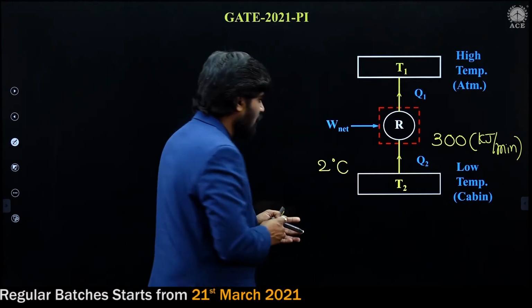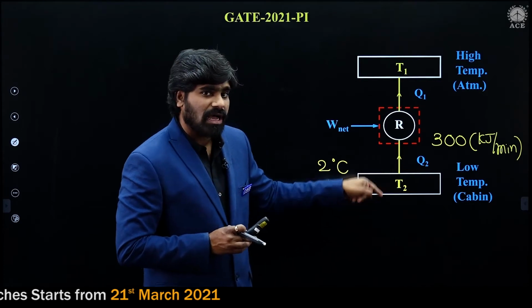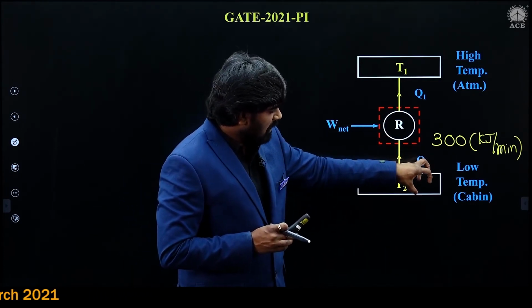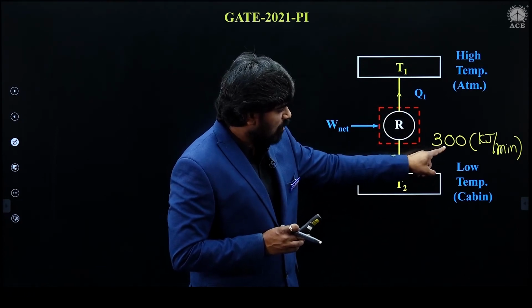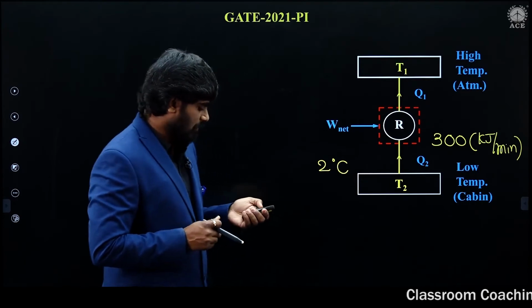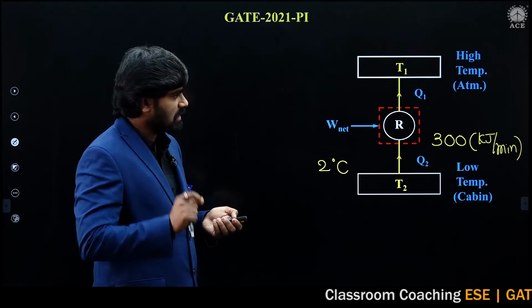So in order to maintain 2 degrees centigrade in the cabin or in the refrigerator space, how much amount of heat is removed? 300 kilojoule per minute of heat is removed. That is Q2 only. I hope it is clear to you.